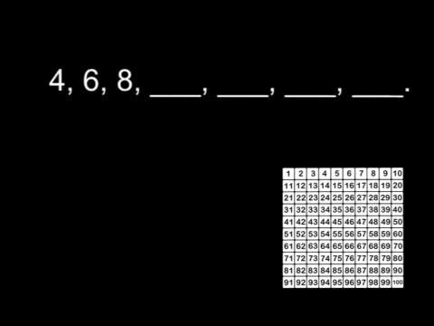Okay, so I've got the number 4 here. So I'm going to circle that on my number board. This is how I figure out what I'm skip counting in. Then the next number is 6, so I'll circle that on the number board. And then the next number is 8, so I'll circle that on the number board. Now I can see there's a pattern. I'm skipping a number each time.